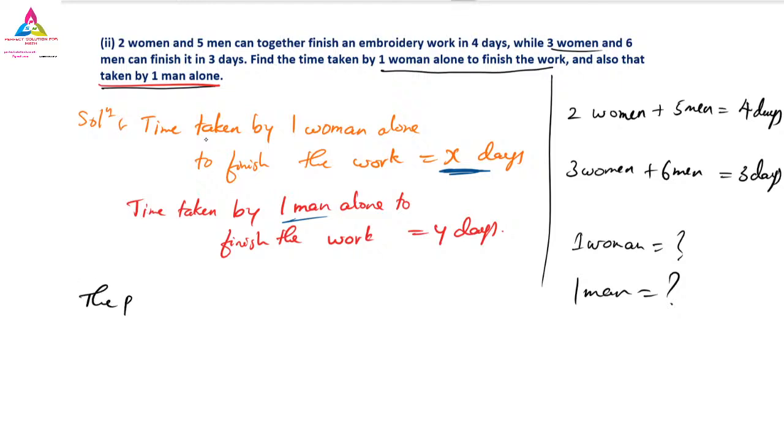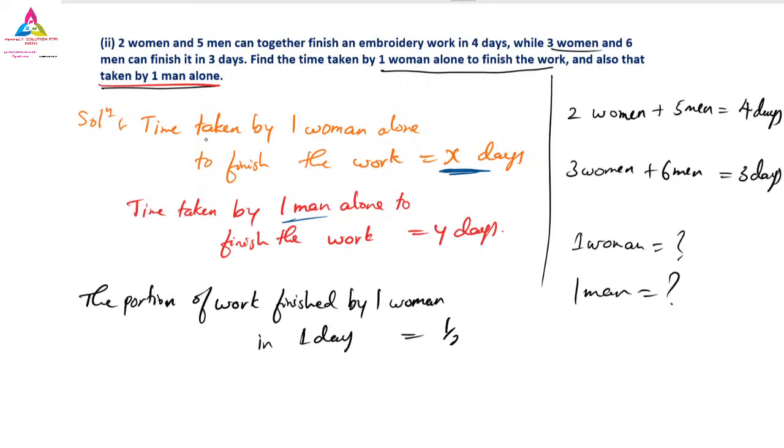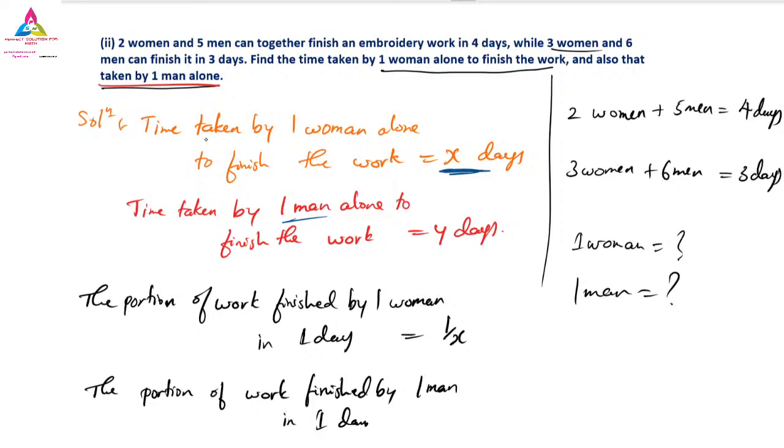The portion of work finished by one woman in one day is equal to 1 by x. Similarly, the portion of work finished by one man in one day is equal to 1 by y. So the portion of work finished by one woman in one day is 1 by x.